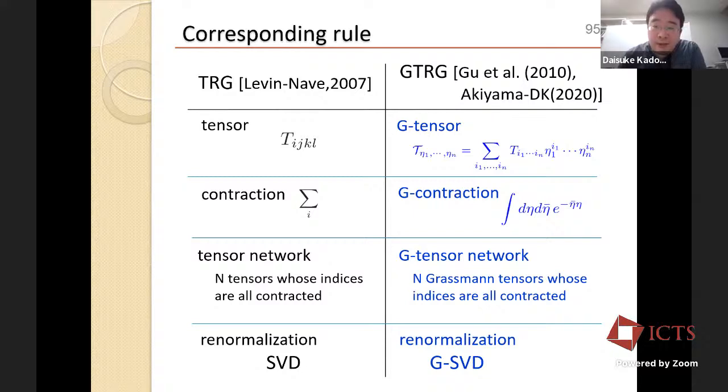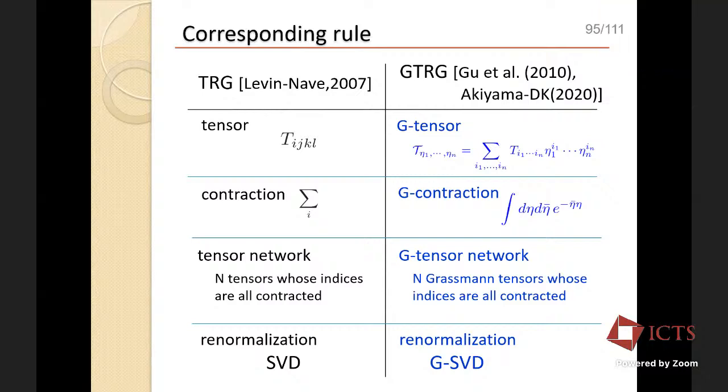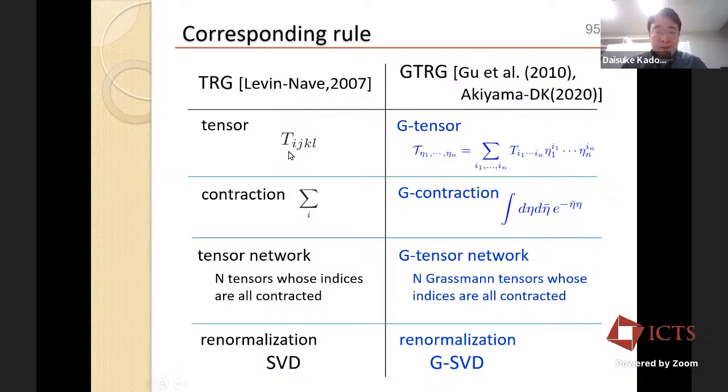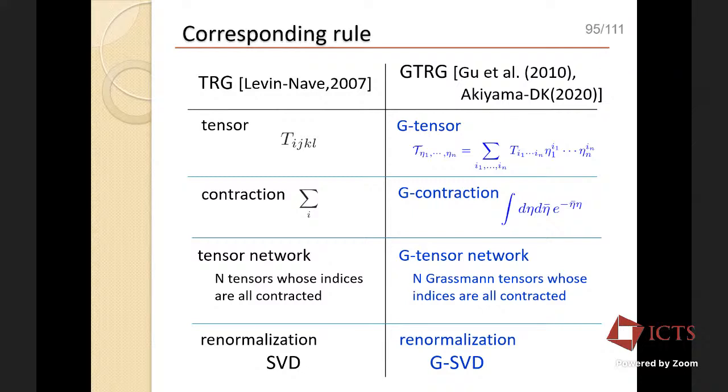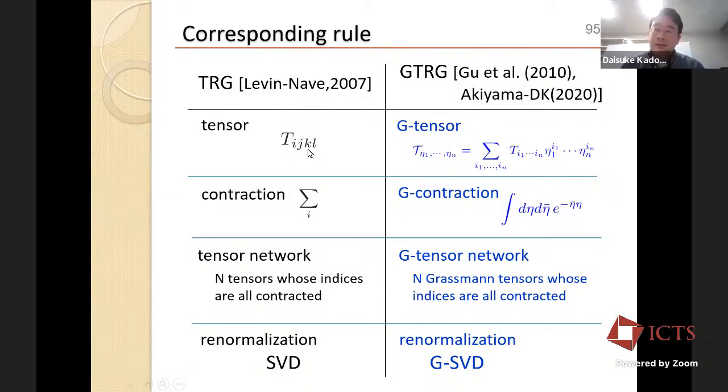Do you mean what the rank of the Grassmann tensor is? Yes. The left side is the rank 4. This rank corresponds to the number of links. In 2 dimensions the number of links is 4, so the tensor network is given by the rank 4 tensors.